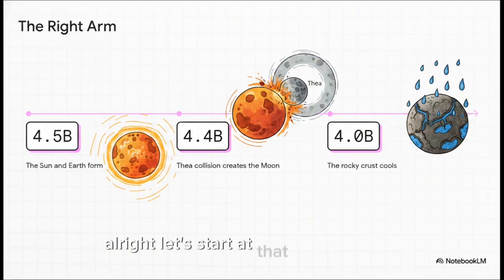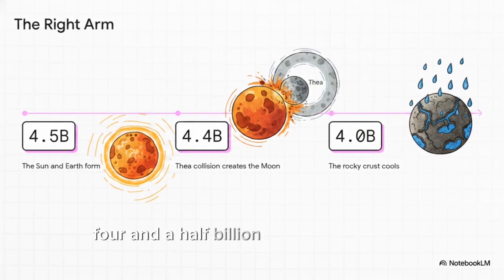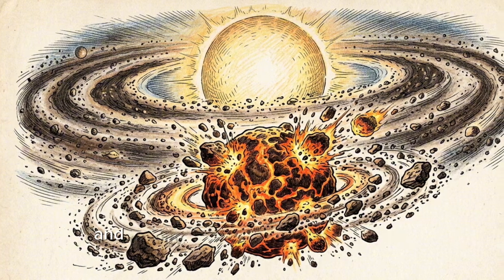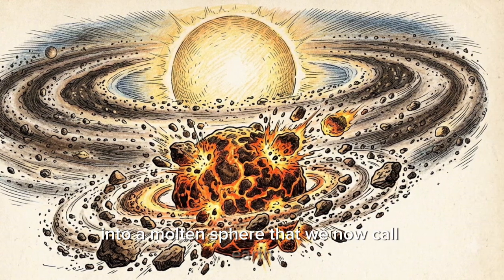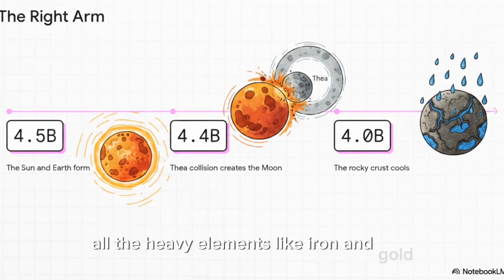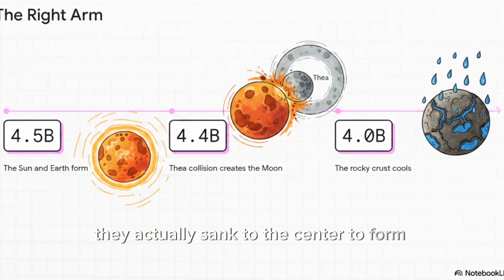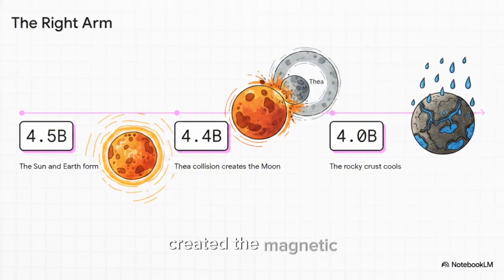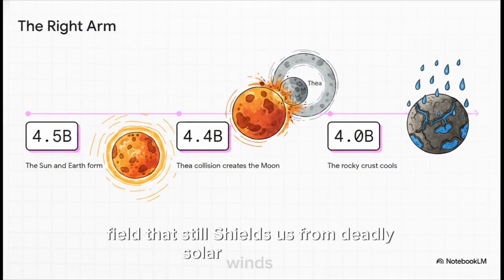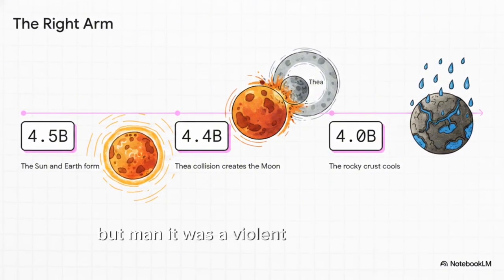All right, let's start at that right fingertip, 4.5 billion years ago. The sun forms, and gravity pulls this clump of rock and metal into a molten sphere that we now call Earth. All the heavy elements like iron and gold actually sank to the center to form an inner core. This is absolutely crucial because that heavy core created the magnetic field that still shields us from deadly solar winds today. But man, it was a violent neighborhood back then.